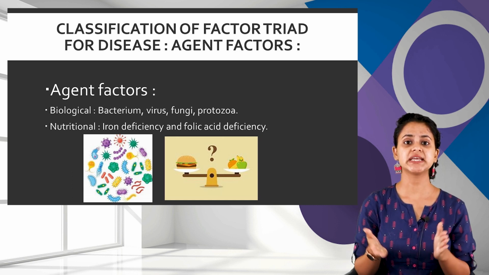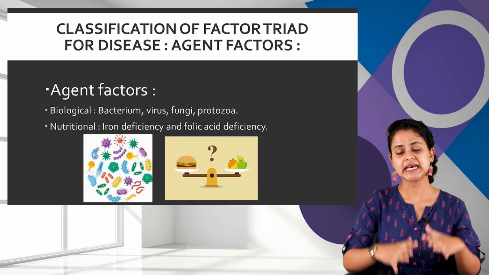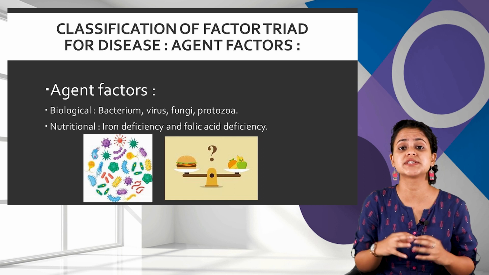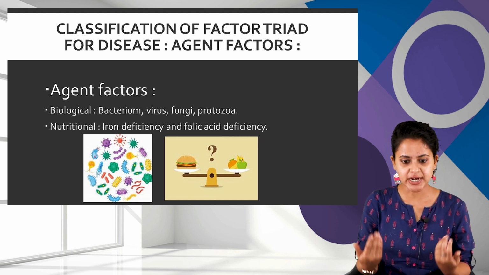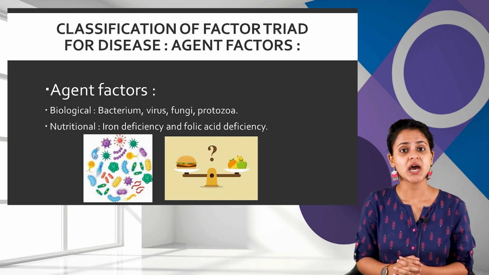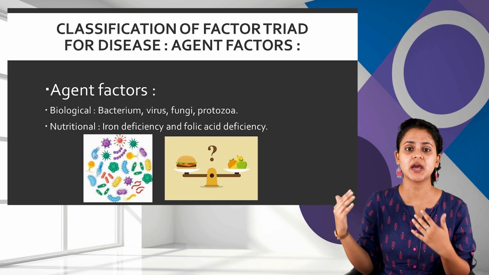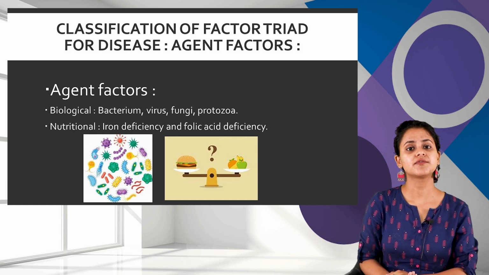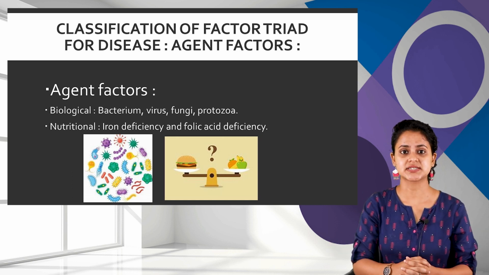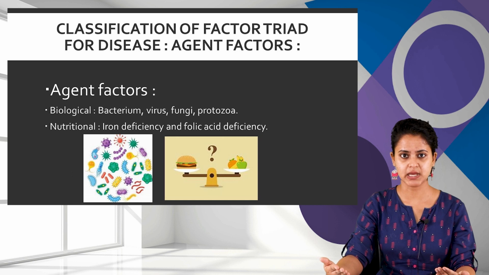The next agent we generally consider is the nutritional factors or nutritional agents. These are the factors or agents which also can increase the chances of development of disease. For example, iron deficiency or folic acid deficiency sometimes can cause the development of disease. Certain deficiency of vitamins also can cause the development of some specific type of disease. As we have studied, iron deficiency can lead to the development of anemia. In the cardiovascular system in medical surgical nursing, we are going to discuss in detail how iron deficiency causes anemia development in the patient.